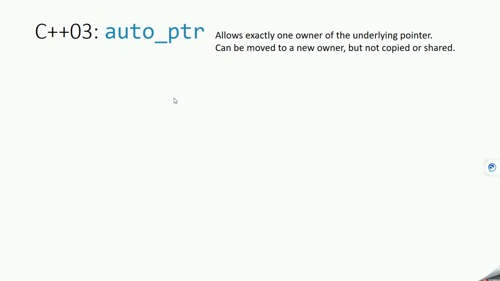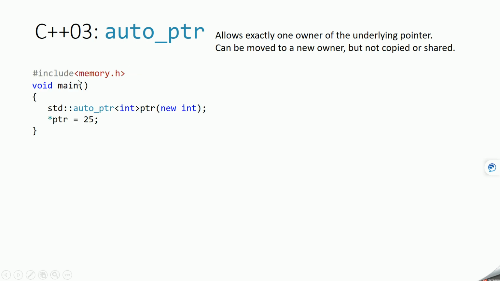In this video, we are going to learn about a smart pointer called auto pointer, which was introduced in C++03 itself. So now let's see how we can create this smart pointer using auto_ptr. Okay, so in this case, first of all, to create a smart pointer using this auto_ptr, we have to include a header file called memory.h or just memory.